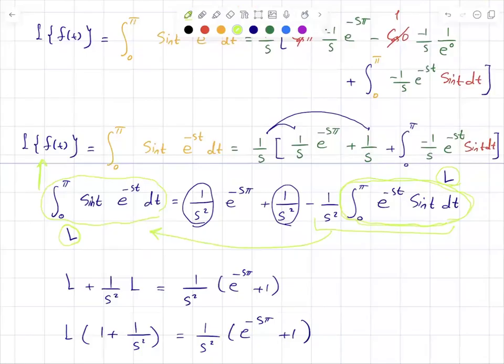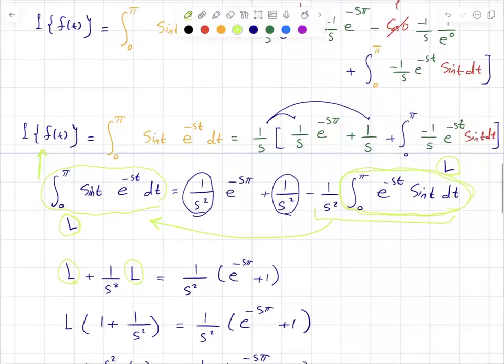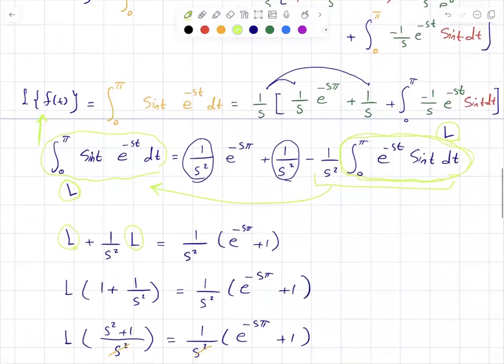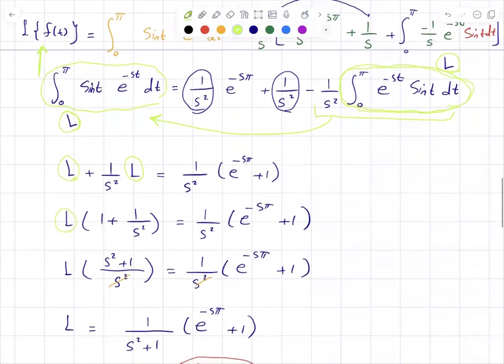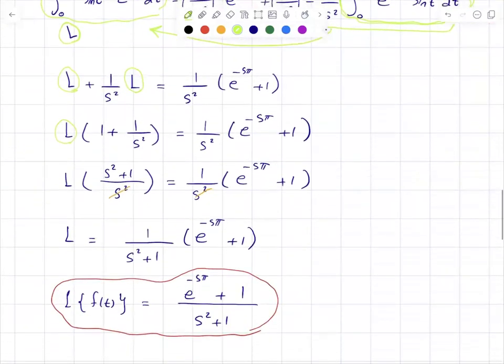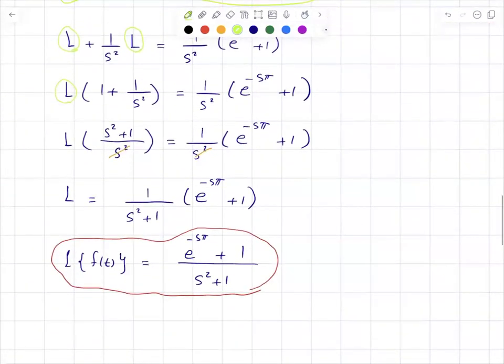You have L on the left-hand side, and you have negative 1 over s squared times L on the right hand side. So bring it to the other side, you get plus 1 over s squared times L. You can factor out L and you end up with 1 plus 1 over s squared. So on the left and right, you have s squared in the denominator, easily cancel it out. And then as you can see, L, or the Laplace of the function, is e to the power negative s pi plus 1 divided by s squared plus 1.